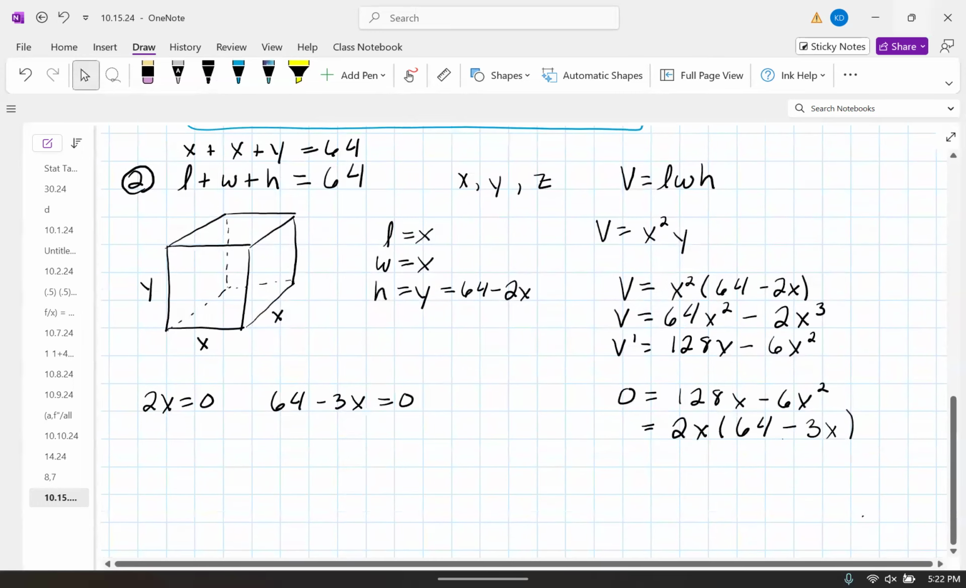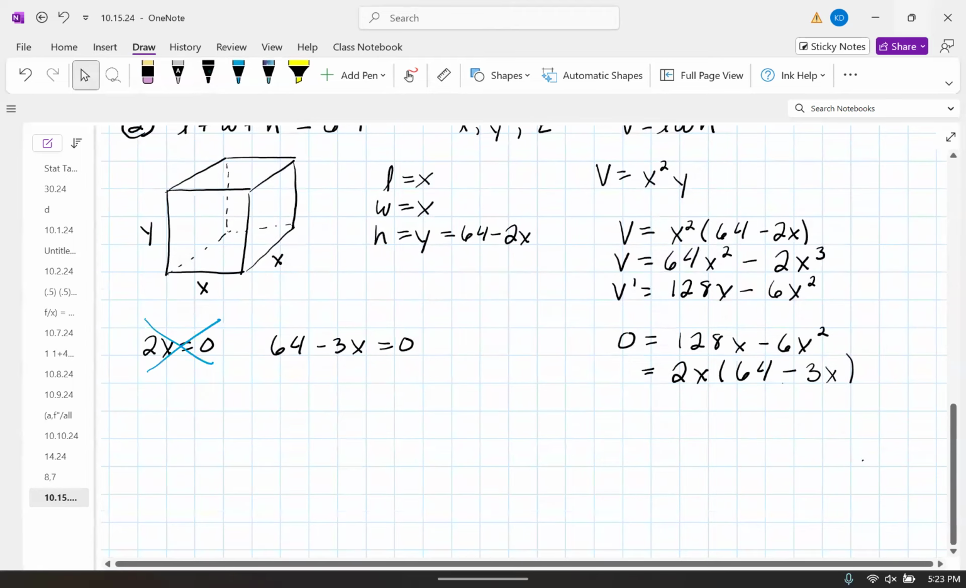Before I do any more, I can throw out one of these two things. Yeah, if our width is 0, we don't have a box. So I know that is not going to maximize my equation. So I'm just going to leave that there. All right, so the other one, do a little flippity floppity. I get x equals 64 over 3, which is 21 and a third. Okay, good.